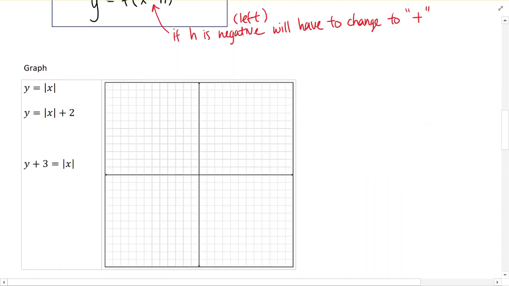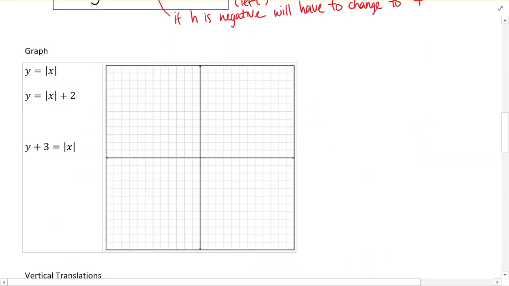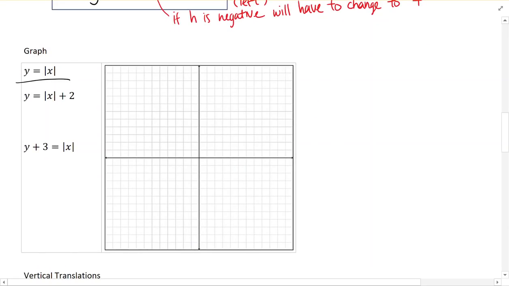Okay, let's just look at some other examples here. So in black here, we have another base function.